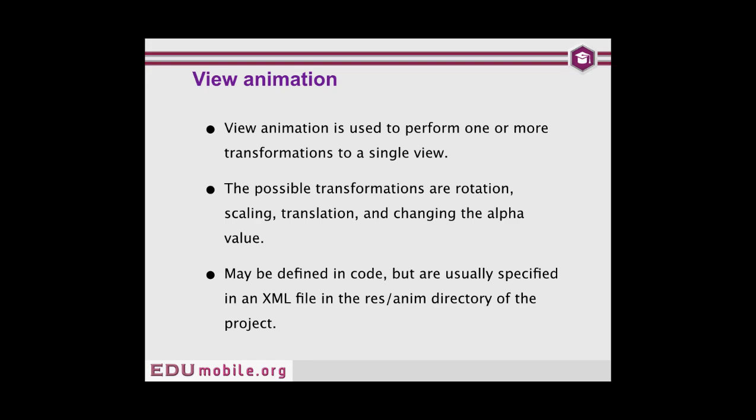View animation is used to perform one or more, again, simple transformations to a single view. And the possible transformations we can perform are rotation, scaling, translation, matrix transforms, changing the alpha value as well. Simple transformations. Now, view animations may be defined entirely in code, but usually for portability, we define them in an XML file. And we put this XML file in the resource animation, or anim, directory of a project.